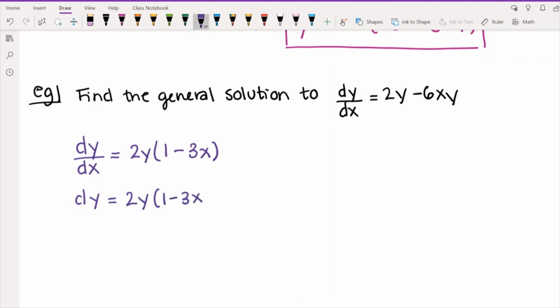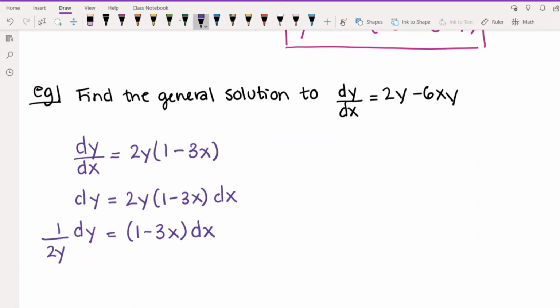So, basically the bottom line is you don't give up immediately if you have a sum or difference. See if there's a way to rewrite that sum or difference as a product or a quotient where the y's and the x's are kind of separate from each other, then you'll be able to separate your differential equation. So here we get dy over 2y, or I'll rewrite that as 1 over 2y times dy is equal to 1 minus 3x dx.